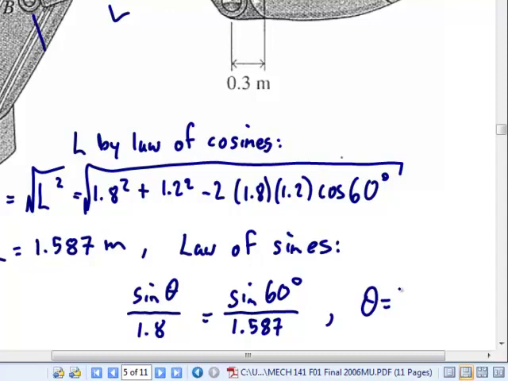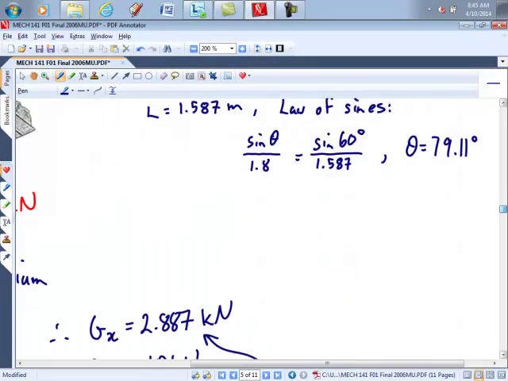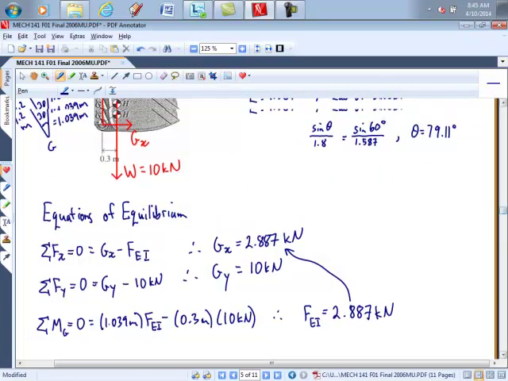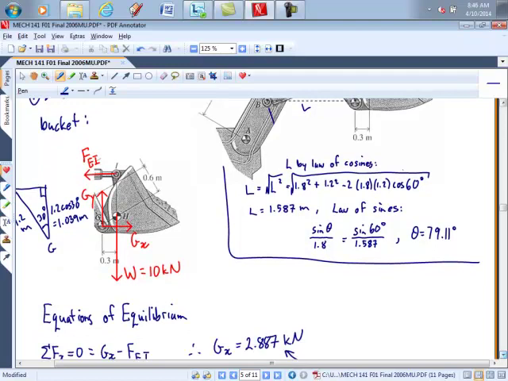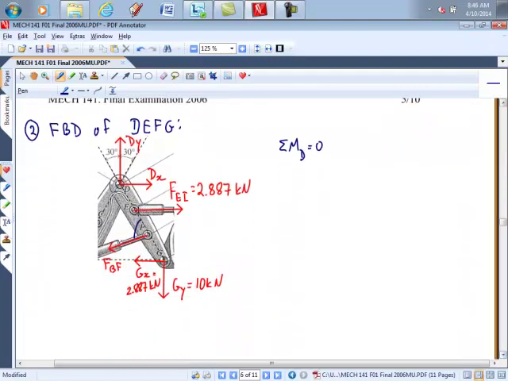Okay, 79.11 degrees. That seems about right. I'll zoom back out. And that's 79.11 degrees. So now we can look at the moments about D.